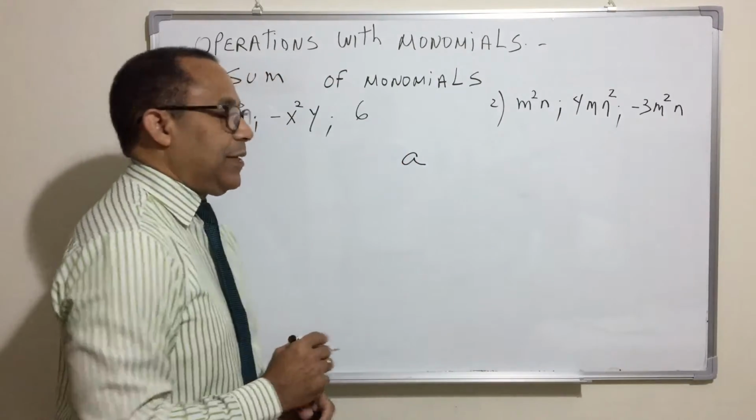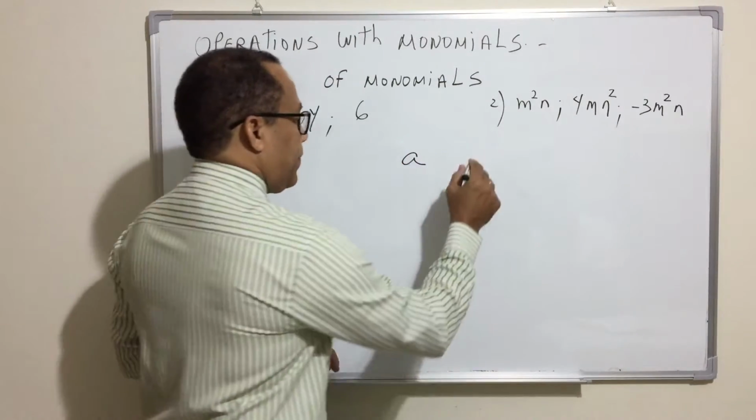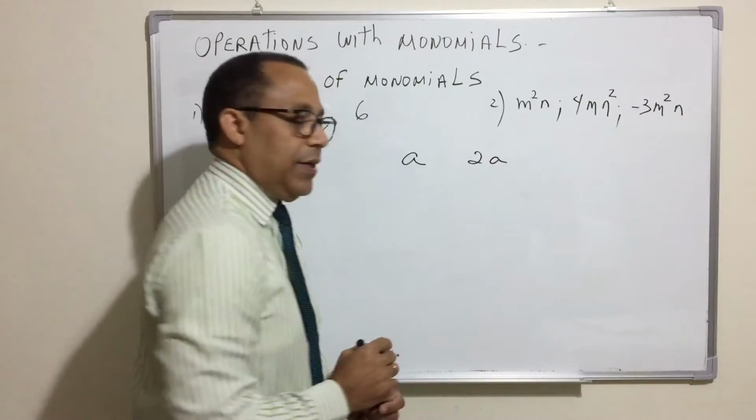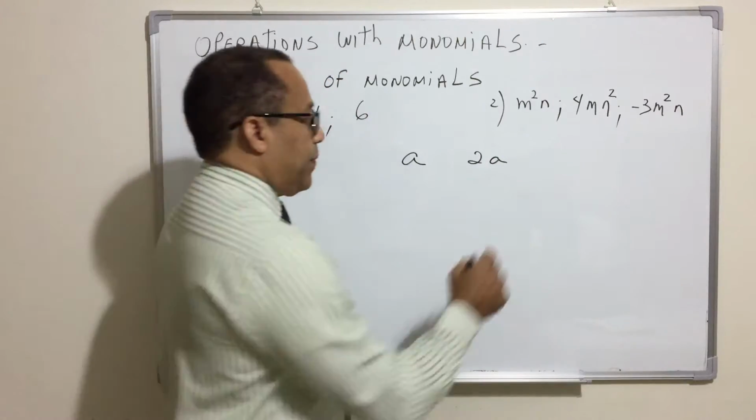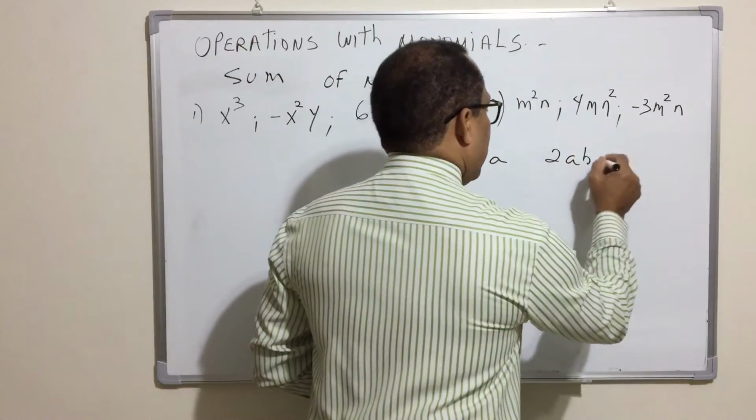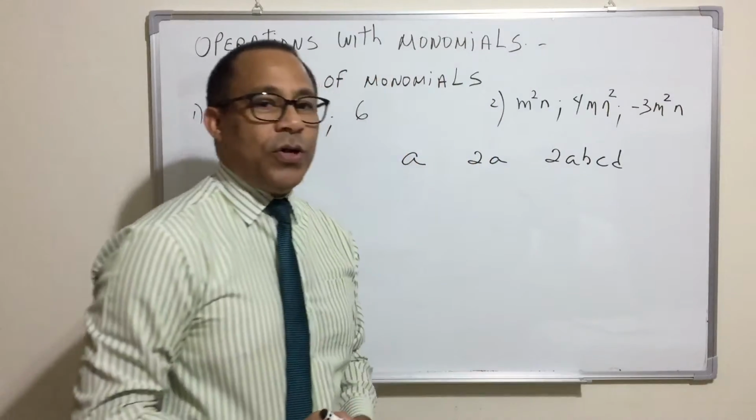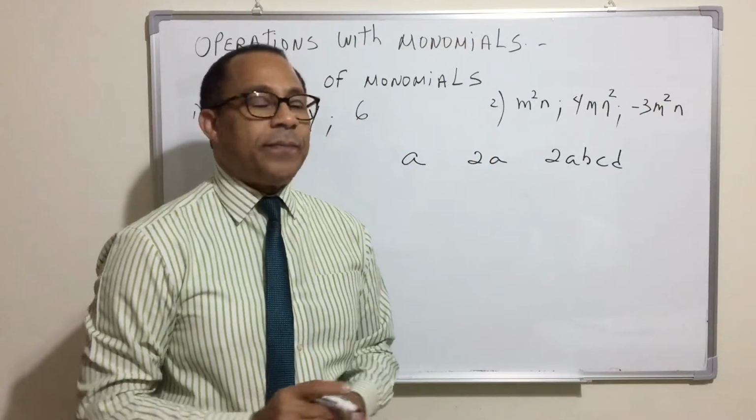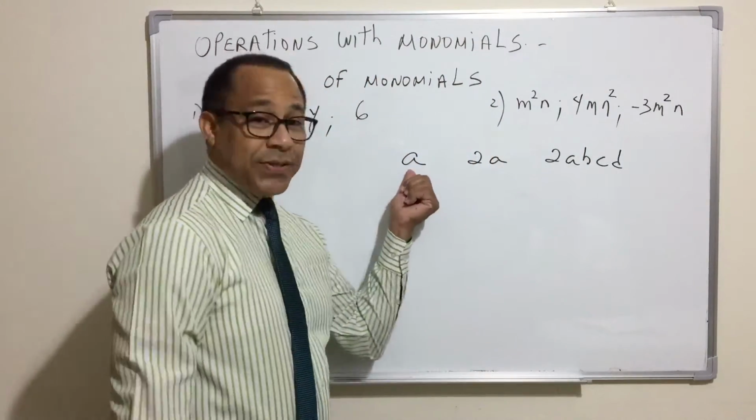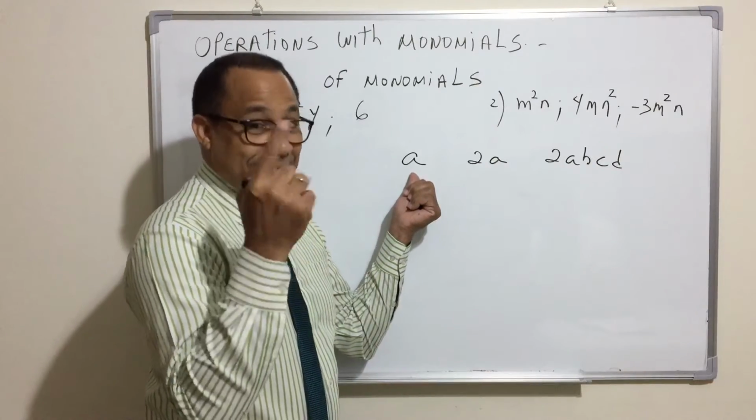A is only one term. 2a is only one term. 2abcd is only one term. Why? A, obviously, there's only one term. As you can see, it's only one.